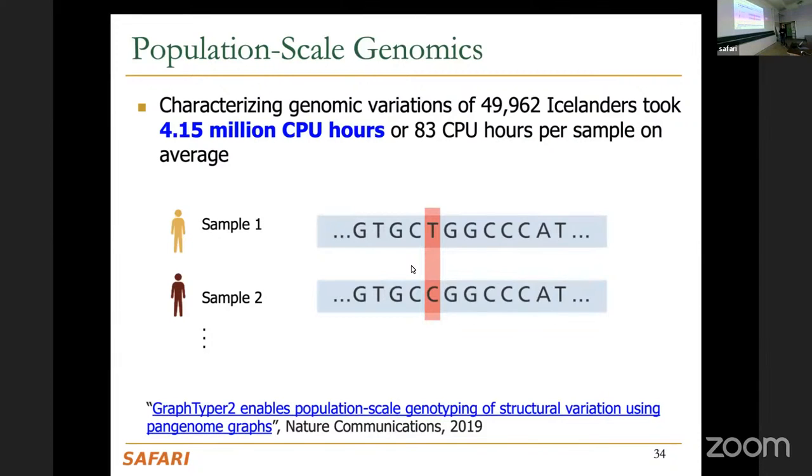The other way of looking at large-scale analysis is population-scale genomics, right? Here's a case study. This paper aims to characterize the genomic variance of almost 50,000 individuals in Iceland. And what we realized is that it took around 4.15 million CPU core hours, right? So regardless of how many thousand cores you might have, unless you have 4 million CPU cores, this will take a really long time to analyze, right? So making this analysis faster means that it can enable population scale genomics even faster and even more sensitive, right? And understanding population scale genomics has other impacts in the genomics area.